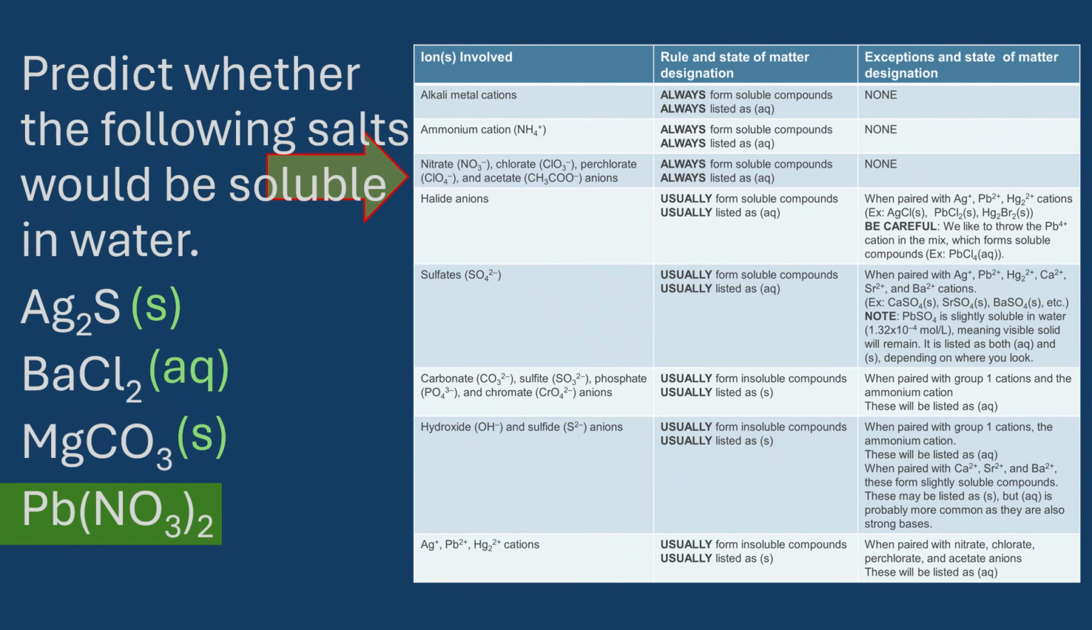Lead compounds are often insoluble, but always rules are always rules for a reason. There will be no exceptions to them. So lead nitrate is a soluble aqueous compound.